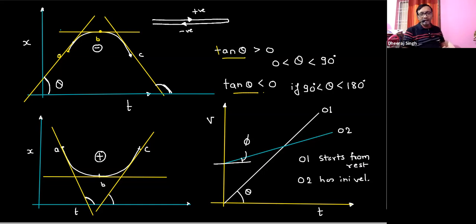Okay, can I say that object 1 is behind object 2? Can I say that? I cannot say. But if object 1 is behind object 2, then object 1 will overtake object 2 after some time. That time you cannot determine looking at the graph. This is not the time when they will meet. This is the time when their velocities are equal. That's all. Okay.